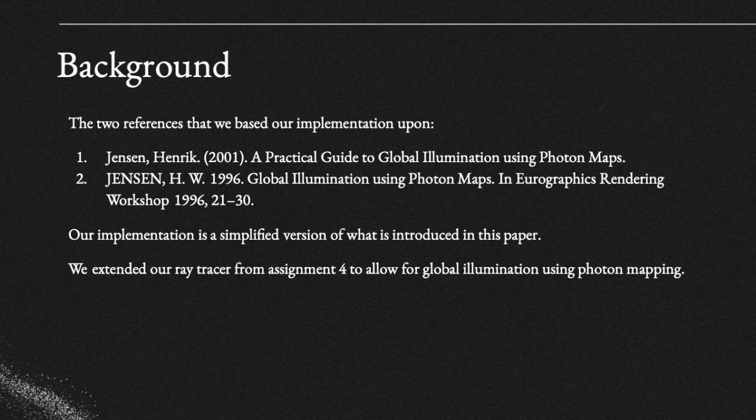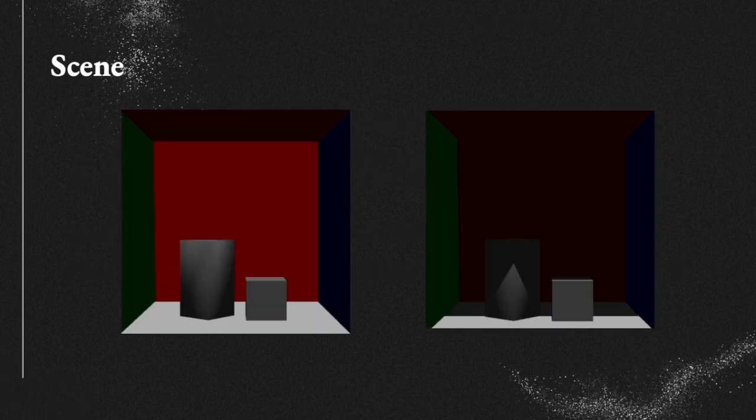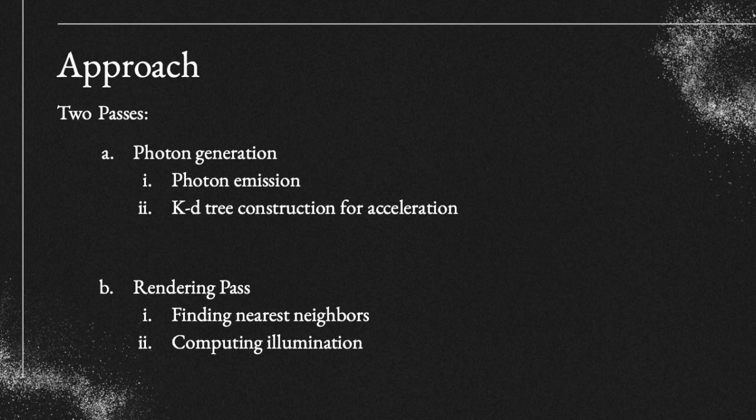For our project, we decided to implement photon mapping upon our basic ray tracer from assignment 4, and here are some of the references we based our code on. We set up a Cornell box similar to how scenes were set up in assignment 4. This Cornell box has one directional light source, as shown by the right image, rendered by simple ray tracing with shadows enabled. Our implementation follows the standard two-pass algorithm.